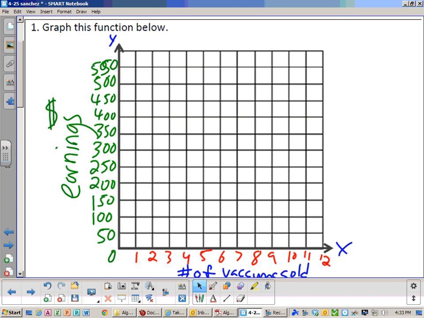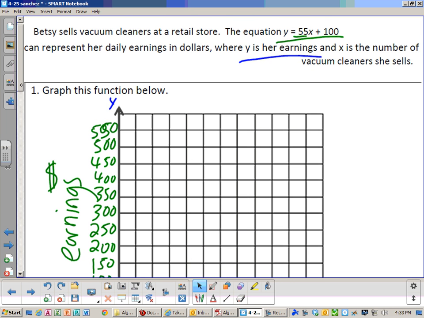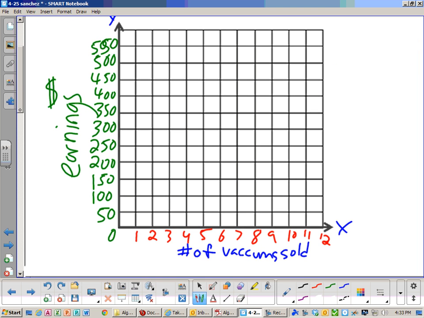We got our earnings right here on the bottom, and we got our earnings on our y-axis. Real easy stuff. So now we're ready to graph this equation. Don't forget what we said about the start. The start is your y-intercept. So we're going to start at $100 right here. $100 is your y-intercept.